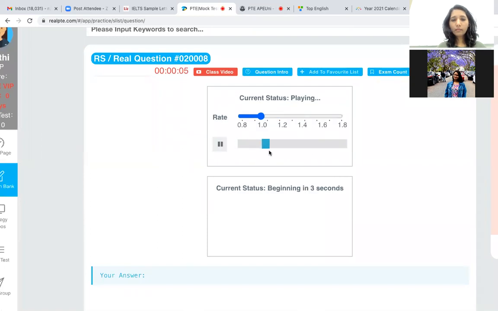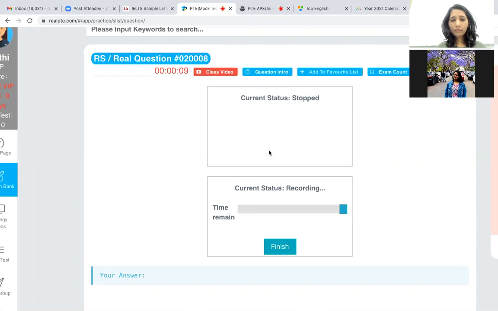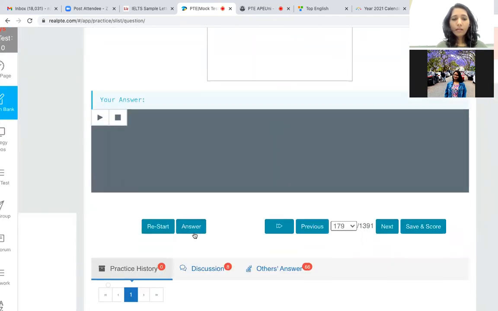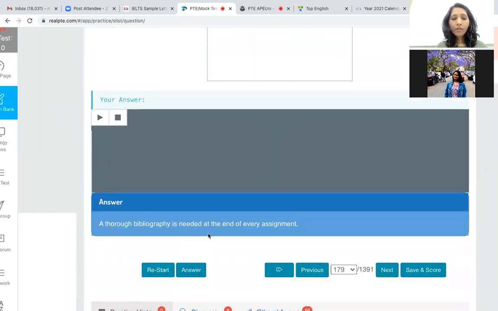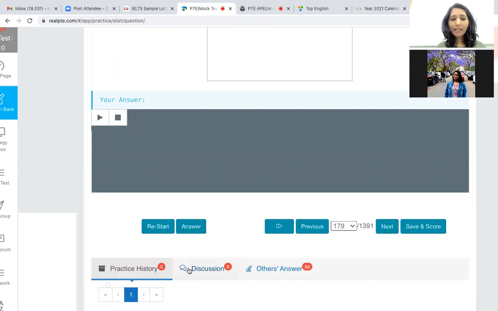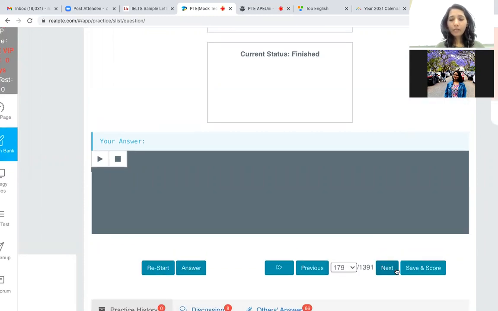A thorough bibliography is needed at the end of every assignment. A thorough bibliography is needed at the end of every assignment. Ready for the next one? Yeah. One, two, three, and go.